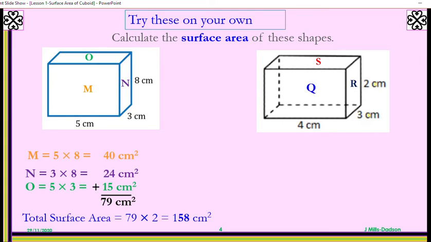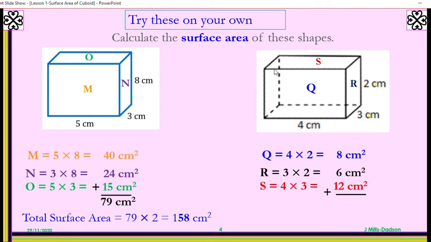Second one, you label it. Q, 4 times 2, 8. R, 3 times 2, 6. S, 4 times 3, 12. Sum that up, 26 cm squared. Double this. And 26 times 2 is 52 cm squared. Hope you got them right.